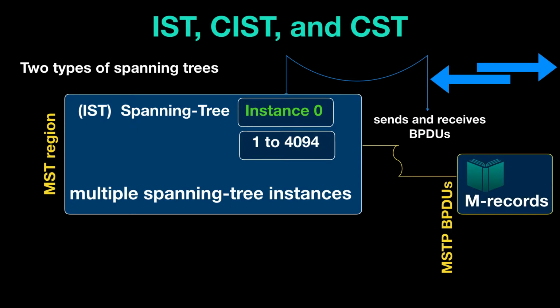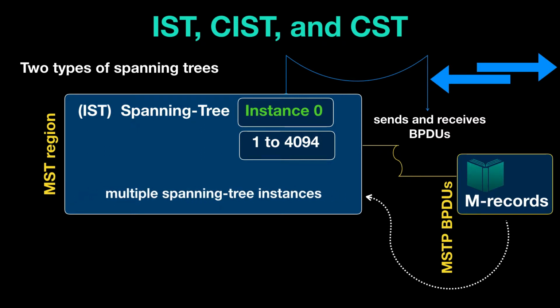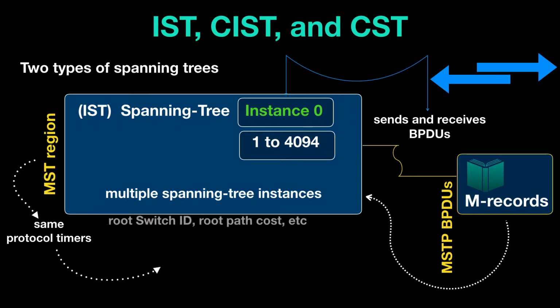Because the MSTP BPDU carries information for all instances, the number of BPDUs that need to be processed to support multiple spanning tree instances is significantly reduced. All MST instances within the same region share the same protocol timers, but each MST instance has its own topology parameters, such as root device ID, root path cost, and so forth. By default, all VLANs are assigned to the IST.